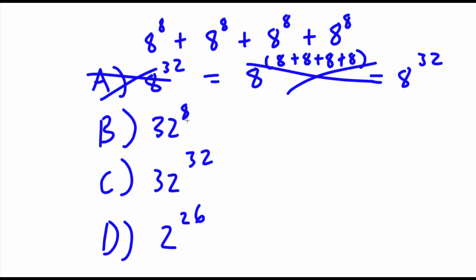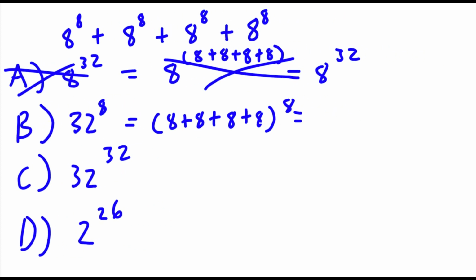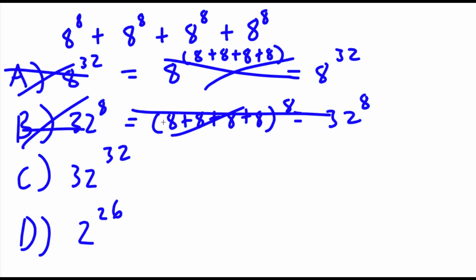So for the second choice, B, they got 32 to the power of 8, and how they got this was they kept the exponents the same, and they added the bases. So they did 8 plus 8 plus 8 plus 8, which is 32, to the power of 8. Now, 8 times 4 is 32, so I got 32 to the power of 8. And this method is actually wrong as well. This is not the right way to add exponents.